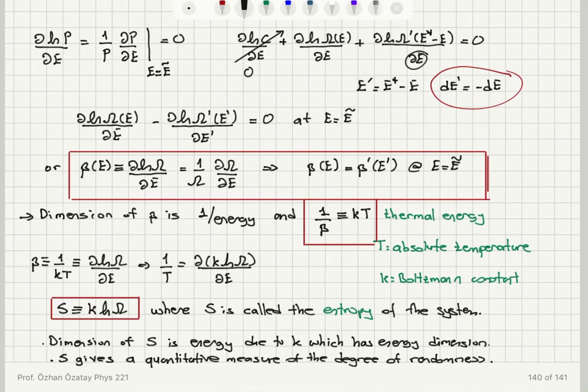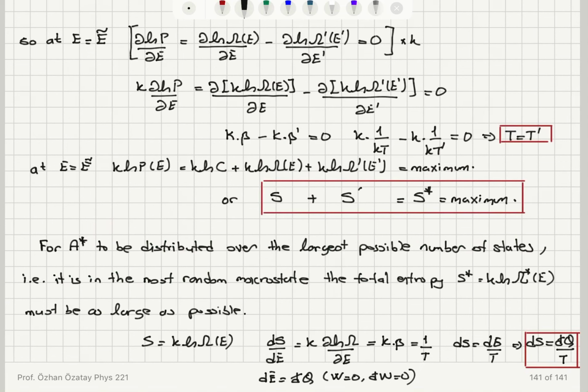And if you multiply ln omega with k, so if you consider 1 over kT equals del ln omega del E, you will see that 1 over T equals del k ln omega del E, and k ln omega is a state variable, so it's proportional to the natural logarithm of the number of accessible states in the system. It's called the entropy of the system. It's a quantitative measure of the degree of randomness. The more accessible states we have, the higher the entropy, and its dimension is given by k, which has an energy dimension.